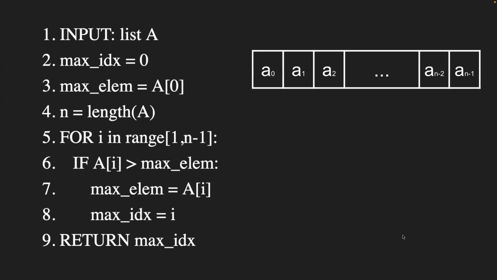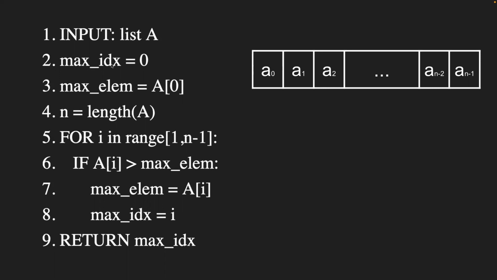So I just wrote some pseudocode to basically go through a list and find the index of the maximum element. So let's look at what this code does. Let's read through it real fast just to make sure we understand what's happening. So our input is our list A, and say these are all the elements of A.